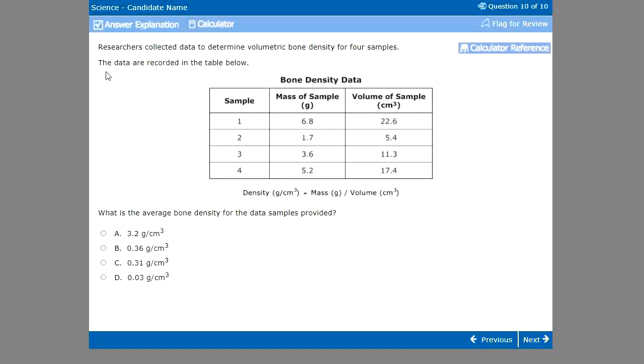And the last question. Researchers collected data to determine volumetric bone density of 4 samples. The data are recorded in the table below. Bone density data. Samples 1, 2, 3, 4, mass of the sample, volume of the sample. And we get the formula to calculate density. Density is equal to mass divided by volume. What is the average bone density for the data samples provided?